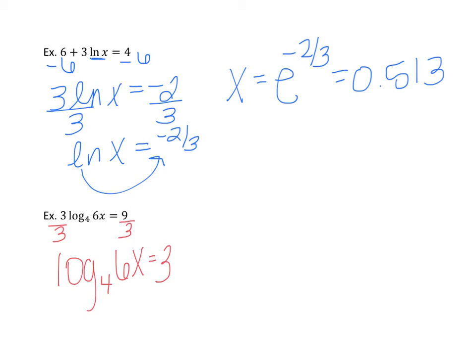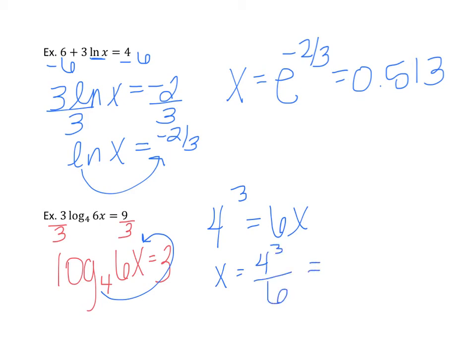And I'm going to have to snail this one. Change it into exponential form. 4 to the 3rd equals 6x. So x is going to equal whatever 4 cubed is divided by 6. 4 cubed is 64 divided by 6. Reduces to 32/3. Fractions always if you can.